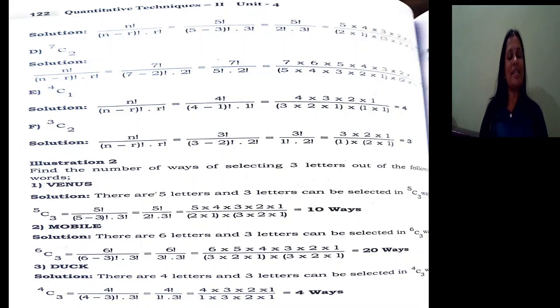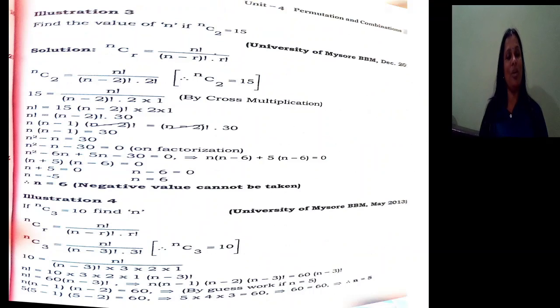Mobile. So there are how many letters? 6 letters. You have to select 3. So 6C3. The answer is 20 ways. Duck. There are 4. 4C3. You need to select 3 only. So now look at illustration 3.